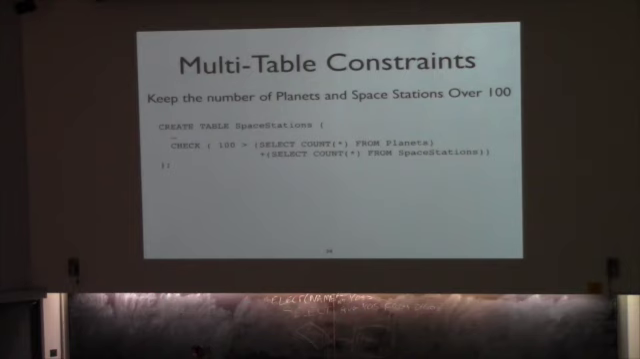Okay, so the constraint is on space stations, and it will be checked every time space stations is modified. So what I could potentially do is delete from planets, and if I have fewer than 100 space stations, I could end up with this constraint being violated.